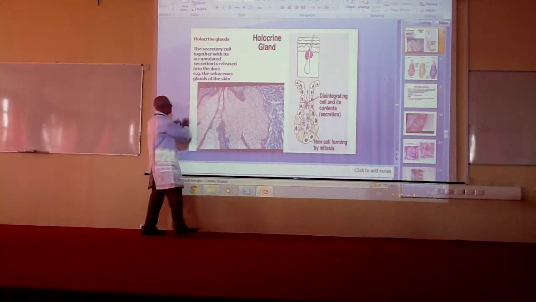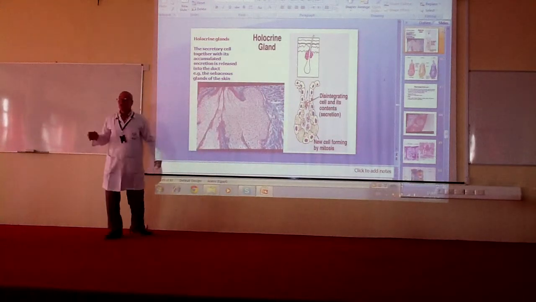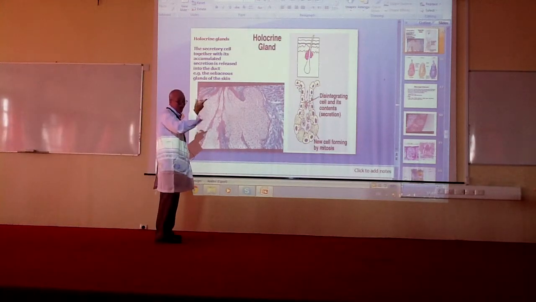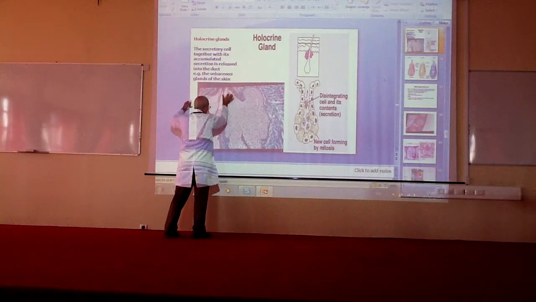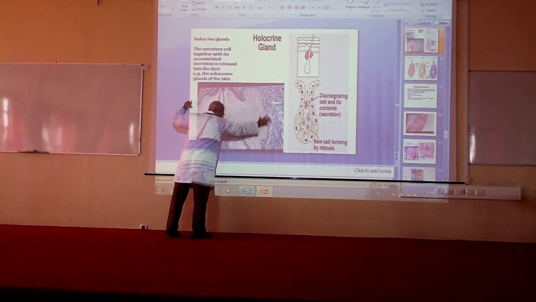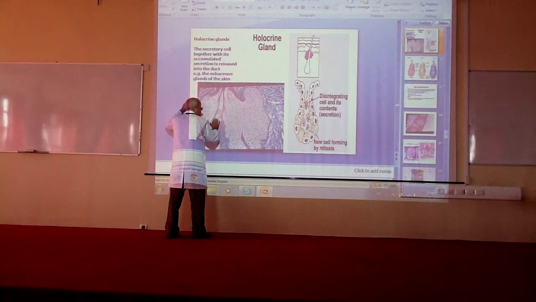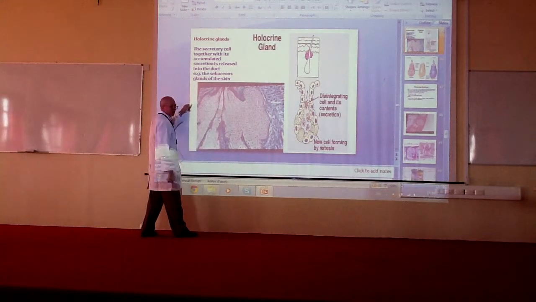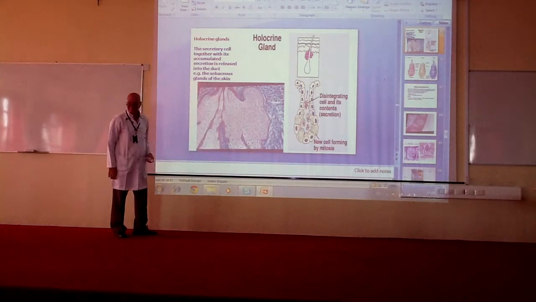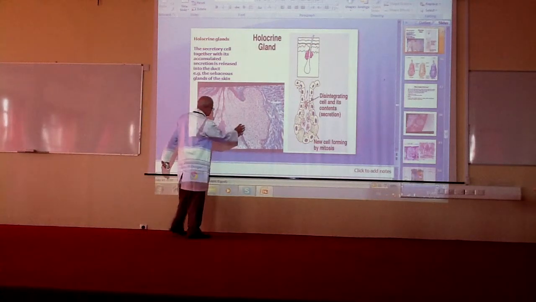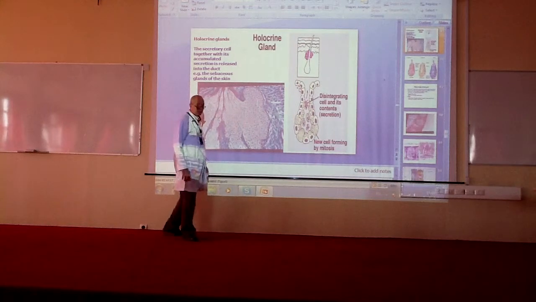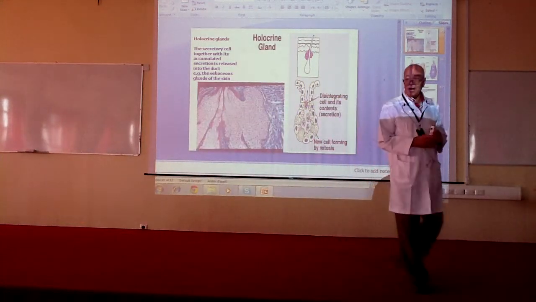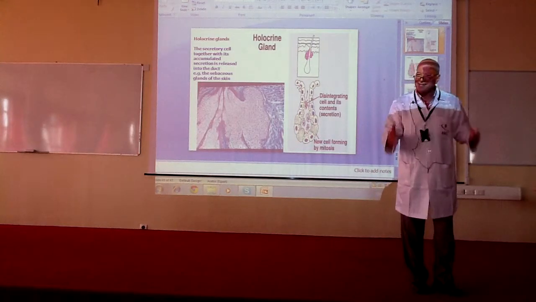Sebaceous gland. What is the type of sebaceous gland? We mentioned one of two types. Simple alveolar gland or simple branching alveolar gland. What do its cells secrete? Sebum, which is an oily secretion.